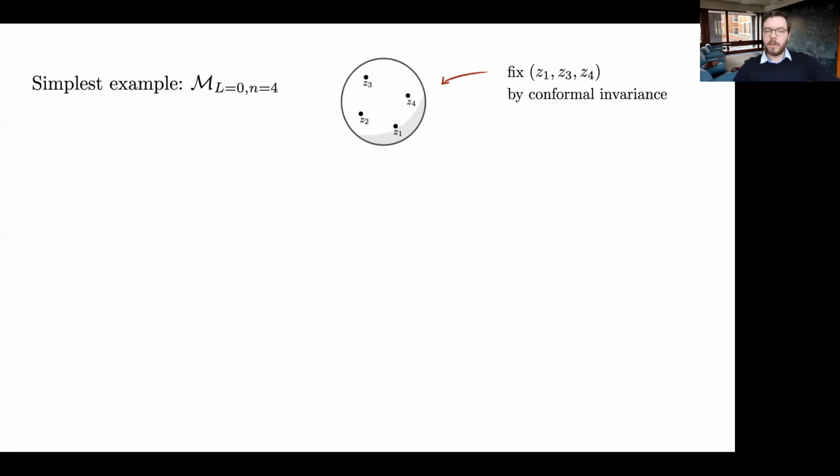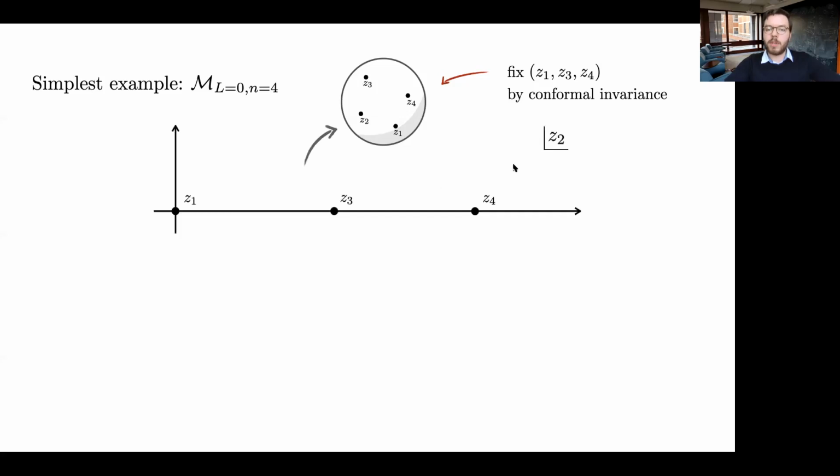Let me remind you how this looks in the simplest case, which is M_{0,4}. In this case, we are talking about configurations of spheres with 4 points each. Three of those points we can fix by conformal invariance, and that leaves us with 1 degree of freedom, for example, Z2 here, which parameterizes our moduli space. So some point here might correspond to a specific configuration such as this one.